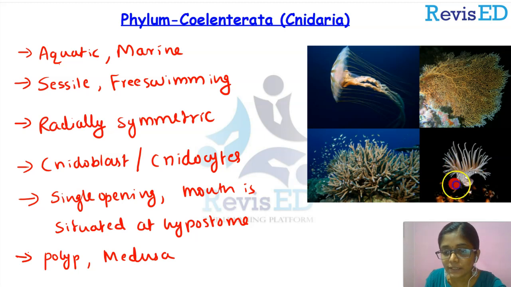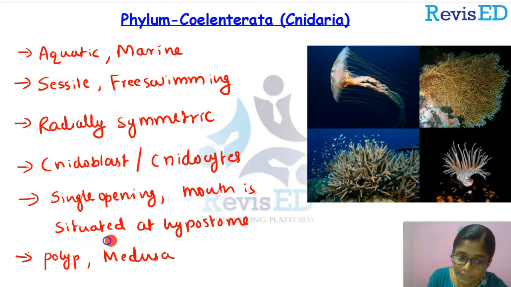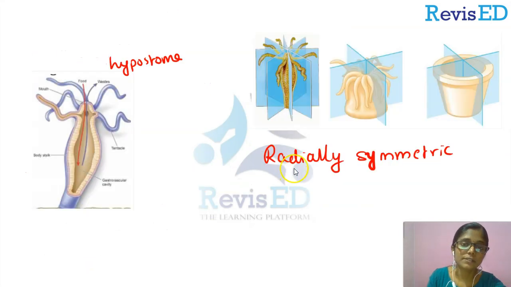And now see, this animal is attached here, right? So polyp is the sessile attached form of the Cnidaria. We will study these two forms in detail in the next session along with cnidoblast cells. Clear? Now we will see what are the examples for this category.